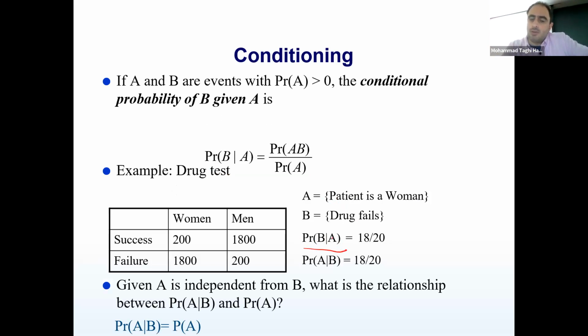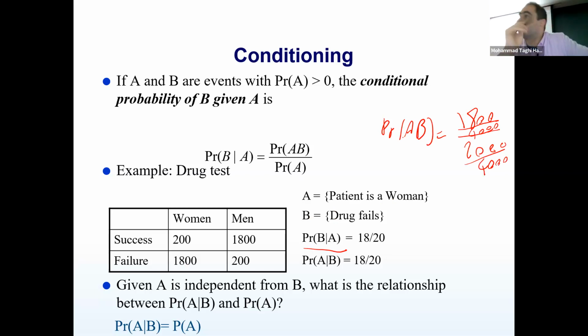So probability of B conditioned on A would be probability of A intersection B over probability of A. What is the probability of A intersection B here? It means that the person is a woman and the drug fails, which would be 1800. What is the probability of A? Probability of A means that the patient is a woman, so it is 2,000. Essentially, this means 1,800 over 4,000 divided by 2,000 over 4,000. This 4,000 will cancel out. It would be 18 over 20 or 9 over 10.